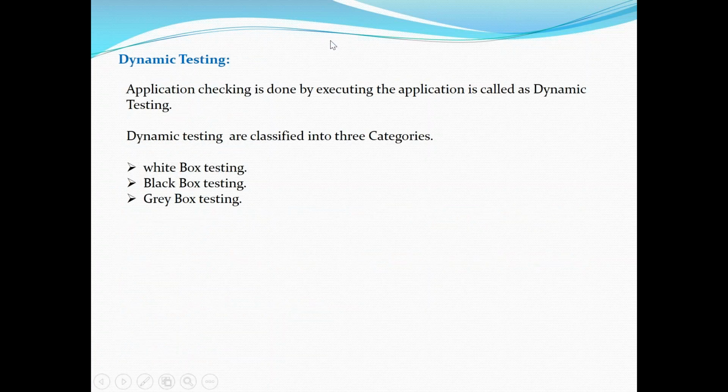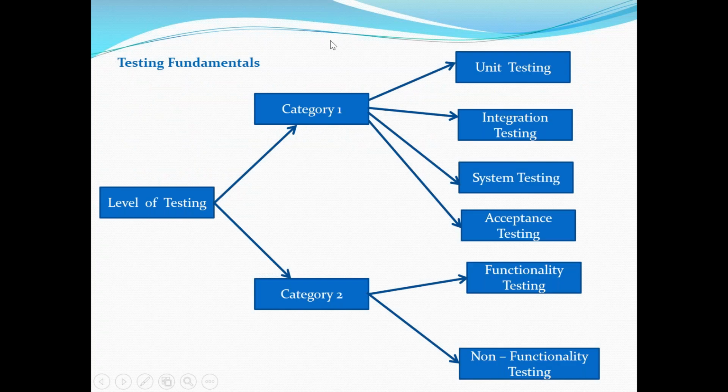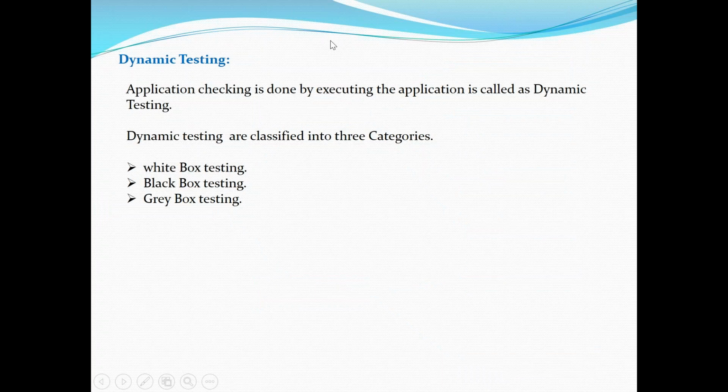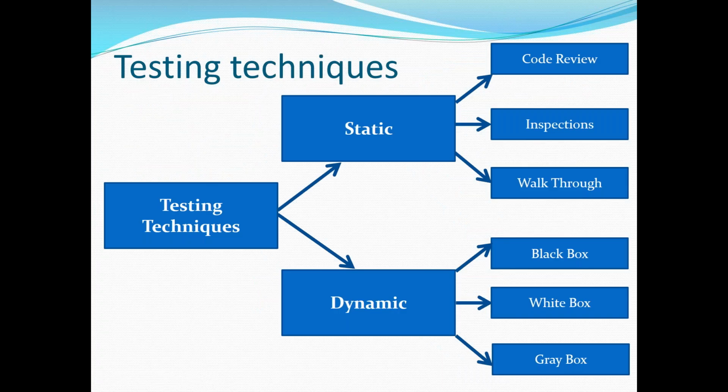Let's see what the static techniques are and why we call them static. Code review: once the developer is done with the code, the senior person will review the code. Here we are not executing anything, we are just viewing the code. The senior person is viewing the code but not executing it. That's the reason we call it static.